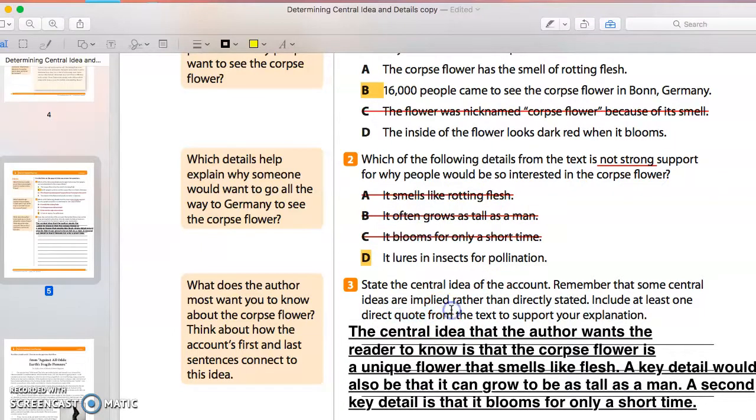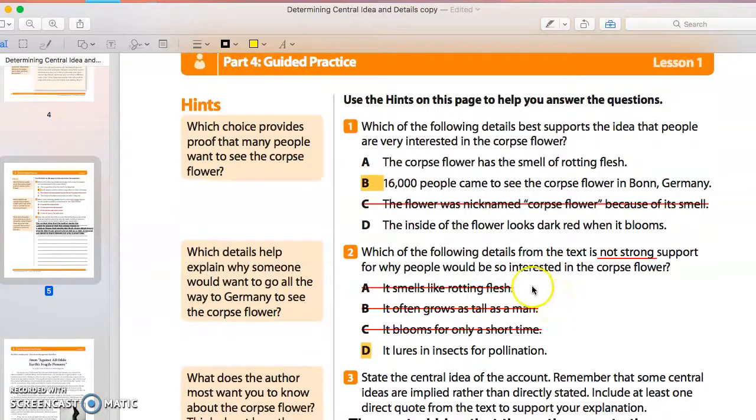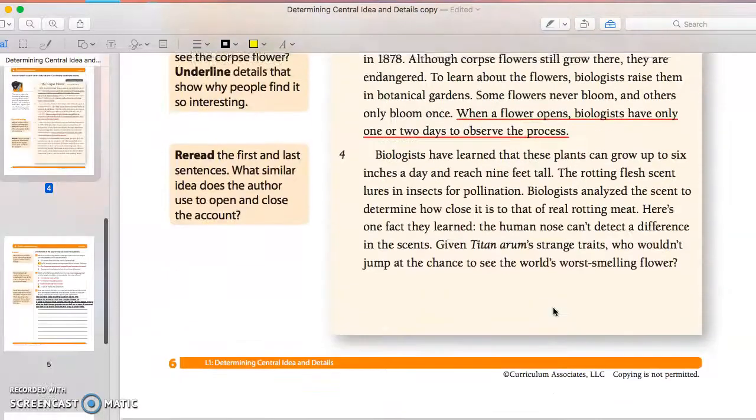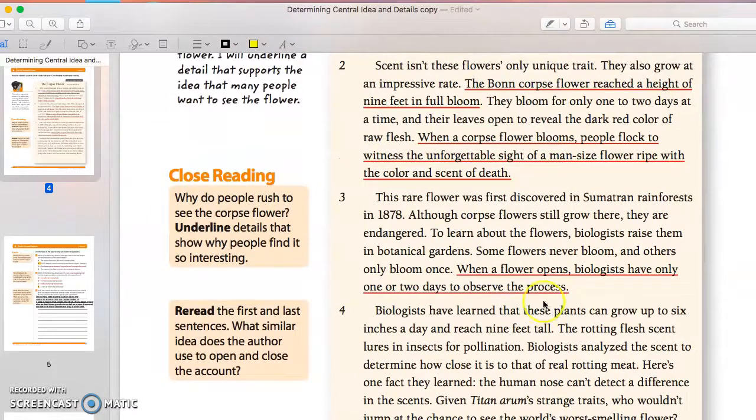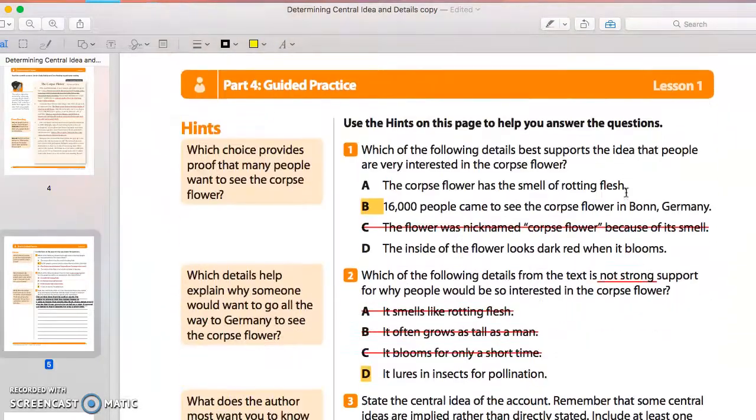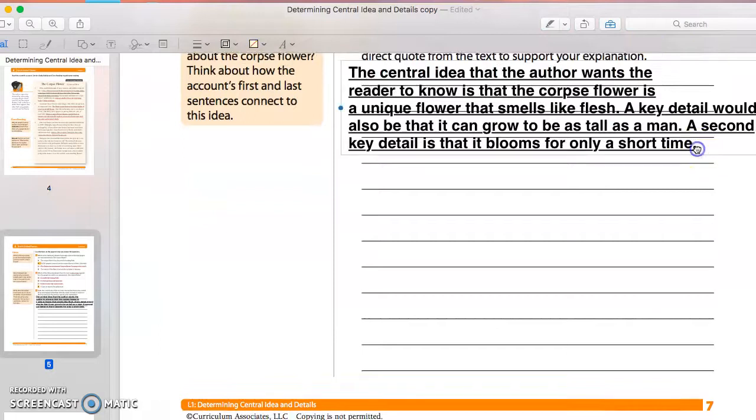Our third key detail, because we don't have it here and it says to find a direct quote, we're going to go up and look for something that we haven't already said. So not rotting flesh, not that it grows tall as a man, not that it blooms for a short amount of time, something other than that. Okay? So, here we have: when a corpse flower blooms, people flock to witness the man-sized flower with the color and scent of death. We're adding about the color and scent.